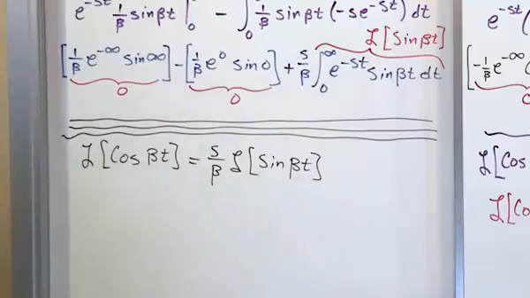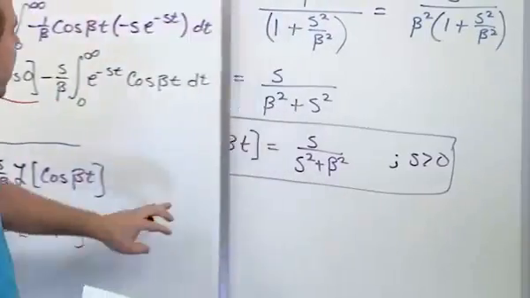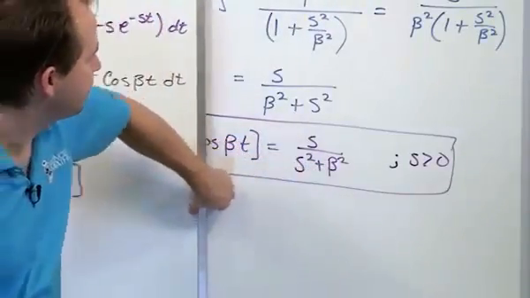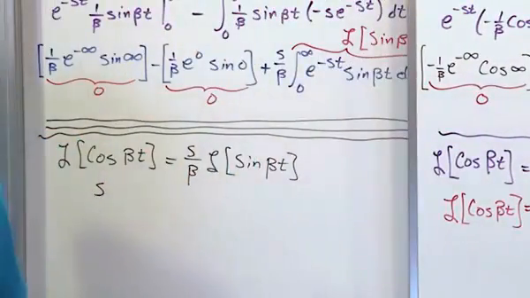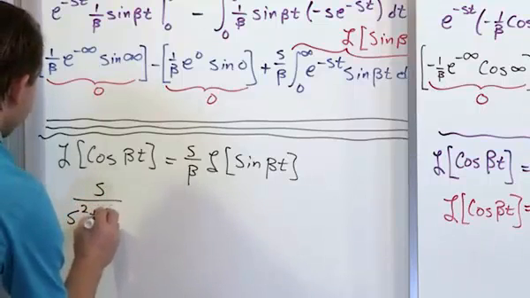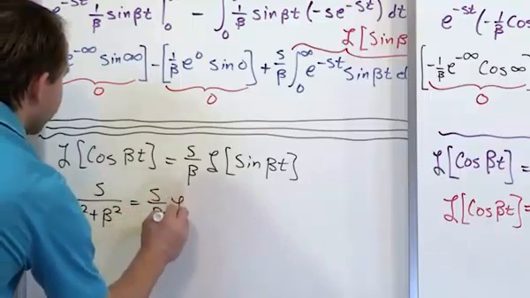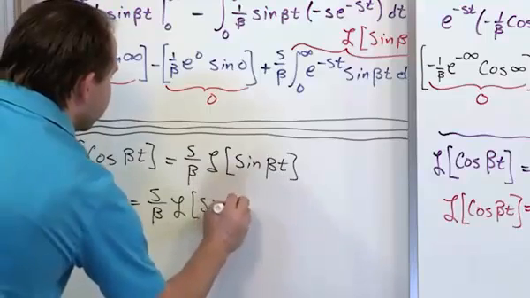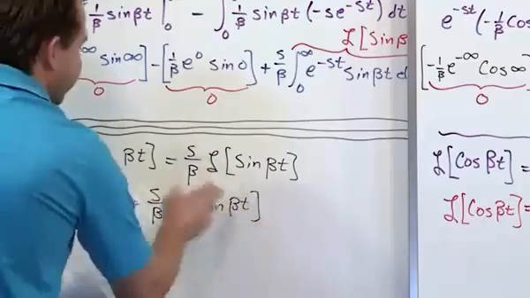But see, now we know a lot more. We know what this Laplace transform is. We just calculated it. The Laplace transform of cosine is s over s squared plus beta squared. So all we do is we say s over s squared plus beta squared is equal to s over beta times the Laplace transform of the sine of beta times t. And we just want to solve for this. That's what we want to solve for.